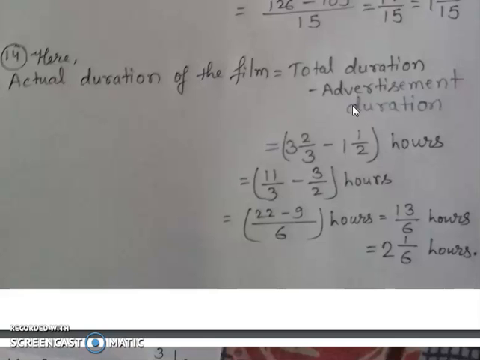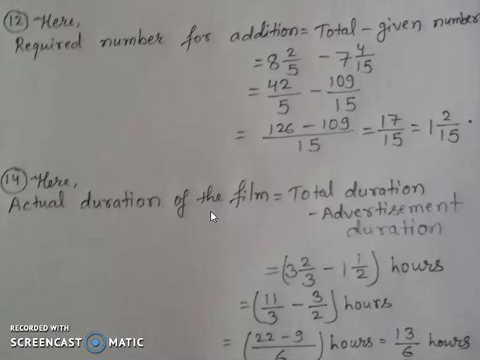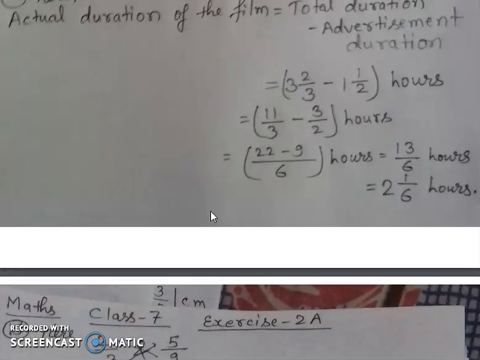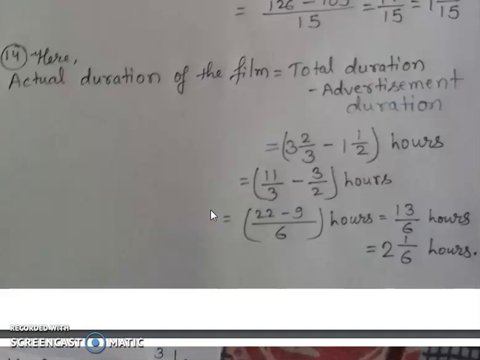So students, when we see this question, what we have to do is see the total time duration. Okay, and from there you have to remove the advertisement time duration to get the actual duration of the film. From total duration, when we remove advertisement duration, then we get the actual duration of the film. So the same thing I had done. I had just written there actual duration of film is equal to total duration minus advertisement.